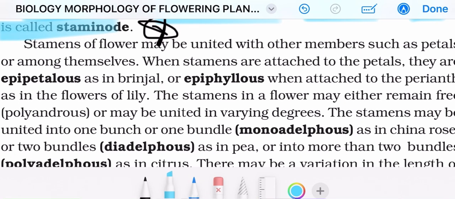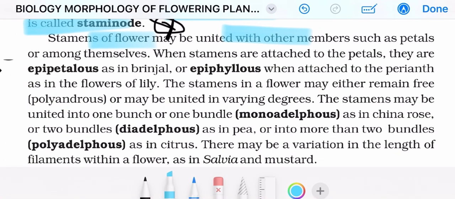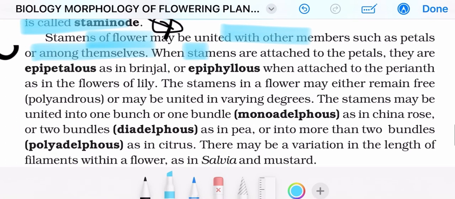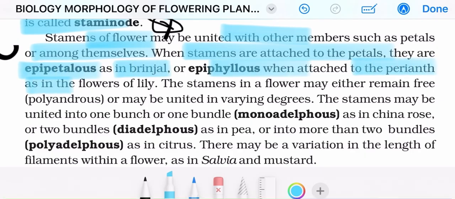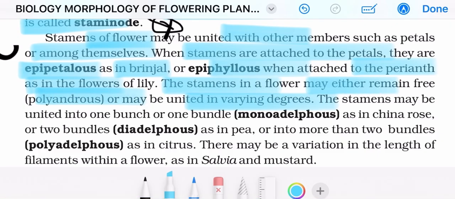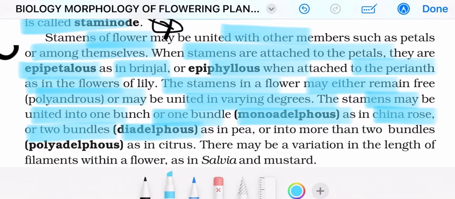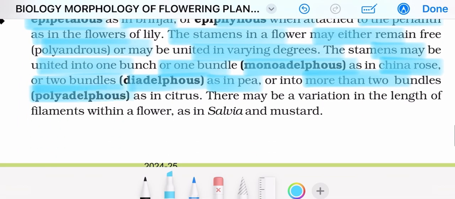Sterile stamen is staminode. Stamens of a flower may be united with other members such as petals, or among themselves. When stamens are attached to the petals, they are epipetalous, as in brinjal, or epiphyllous when attached to the perianth, as in flowers of lily. The stamens in a flower may either remain free or may be united in varying degrees. Stamens may be united into one bundle, monodelphous, as in china rose, or 2 bundles, diadelphous, as in pea, or into more than 2 bundles, polyadelphous, as in citrus.